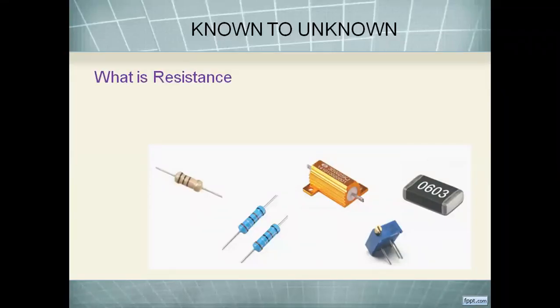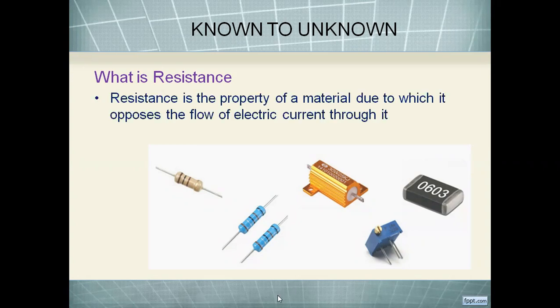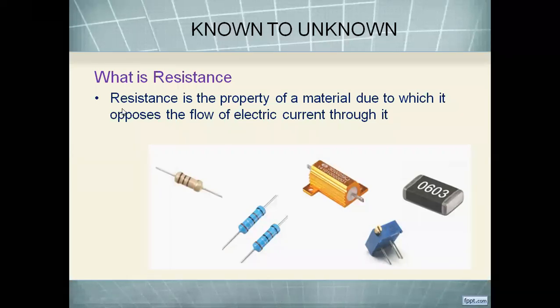So let us go from known to unknown. Let us try to discuss what a resistance is. Resistance is the property of a material due to which it opposes the flow of electric current through it. So it clearly means that resistance is an element which opposes the flow of current. When current flows through the resistance, it simply converts the energy from electrical form to thermal form.